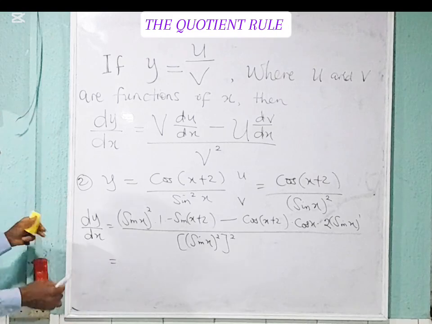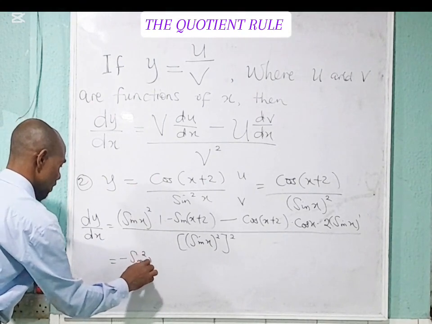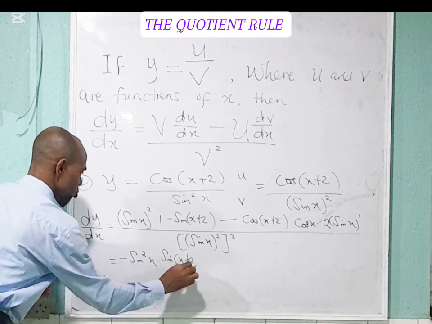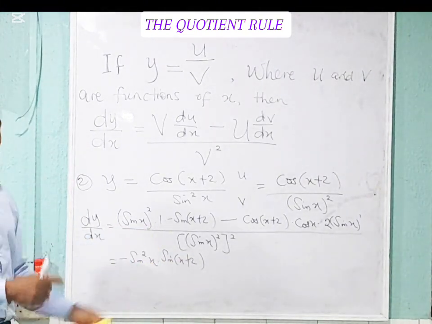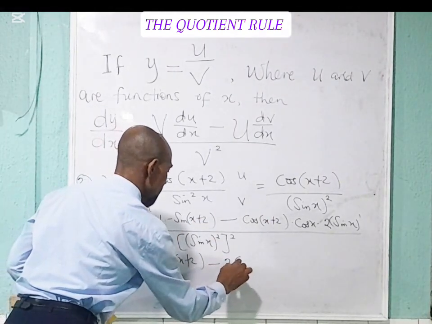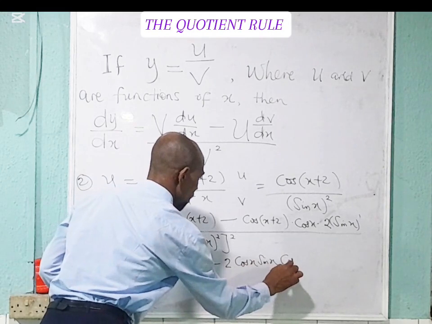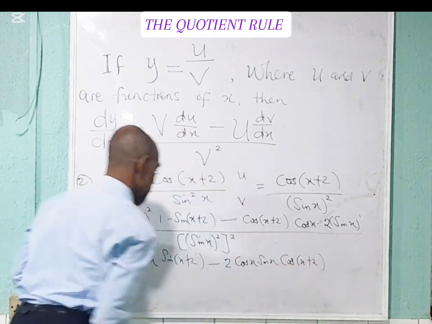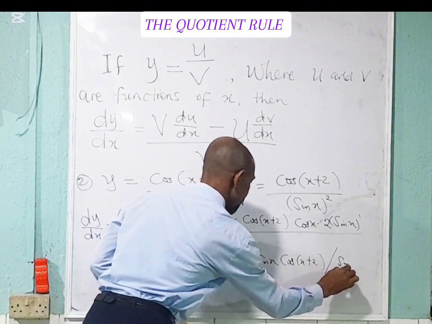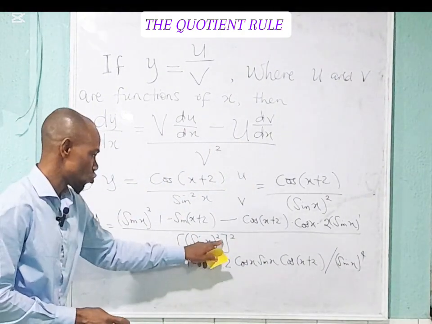So all that we are left with is to simplify further. This is going to be simply minus sine squared x, the first one, then dot sine x plus 2. Dot is often used to replace times. Then we have here minus 2 cos x sine x, and then cos x plus 2, right? All divided by sine x to the power of 4, because in indices, 2 times 2 is 4.